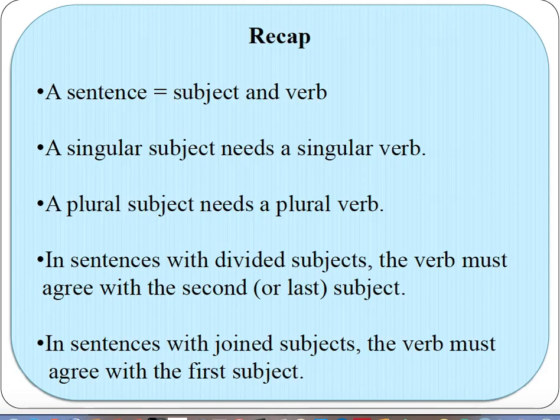Let's recap. A sentence is made up of a subject and a verb. A singular subject needs a singular verb. A plural subject needs a plural verb. In sentences with divided subjects, the verb must agree with the second or last subject. In sentences with joined subjects, the verb must agree with the first subject.